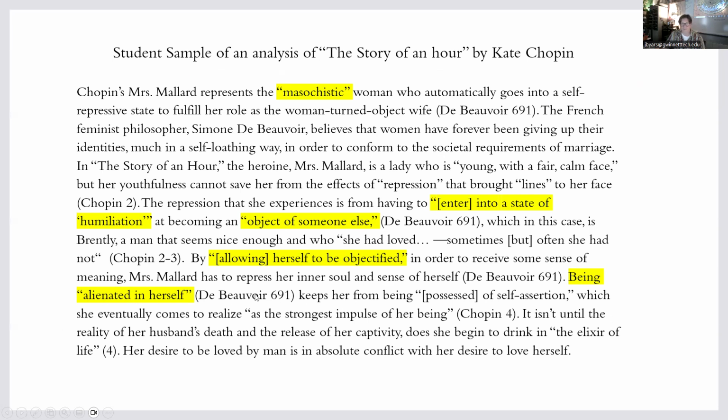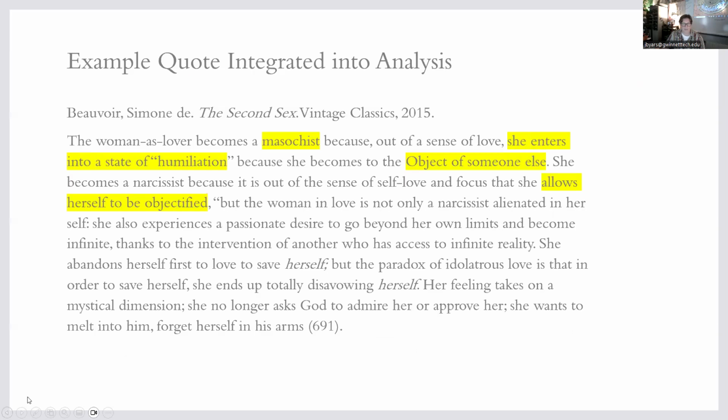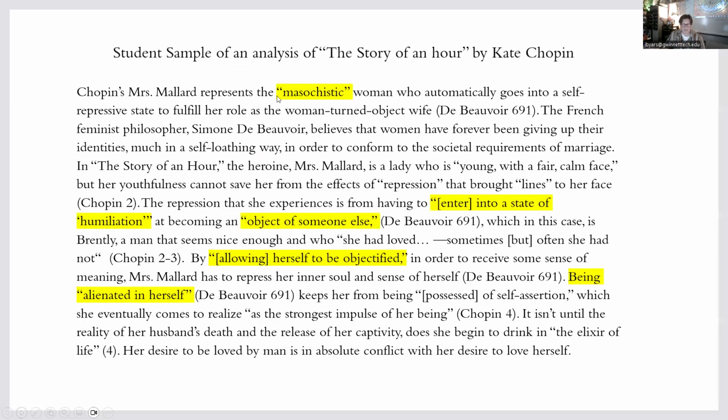Okay. So I did not quote this entire 8-line chunk. I took the pieces that I wanted and I integrated them. I didn't drop them in, I integrated them into my analysis. I modified some words so it fits stylistically.